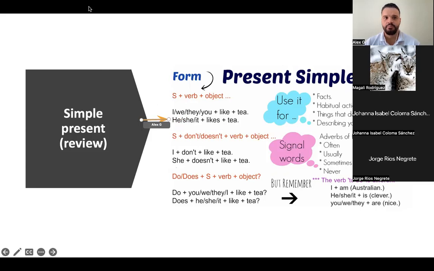Excellent. So because this is going to be third person now, we have to make sure that we are going to add an S, okay? So now it has to be with an S. So let's do some examples.